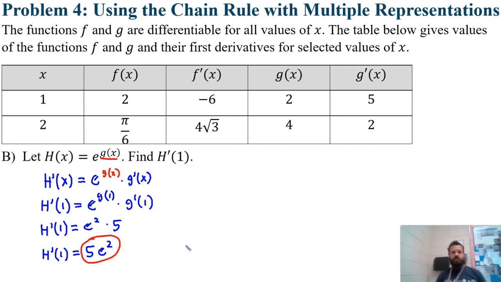There is a part C for this problem, so like usual, take a minute, pause the video, work through that one, and then hit play to check your answer.